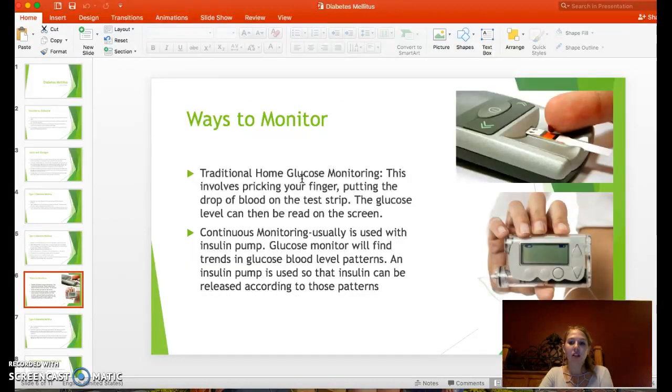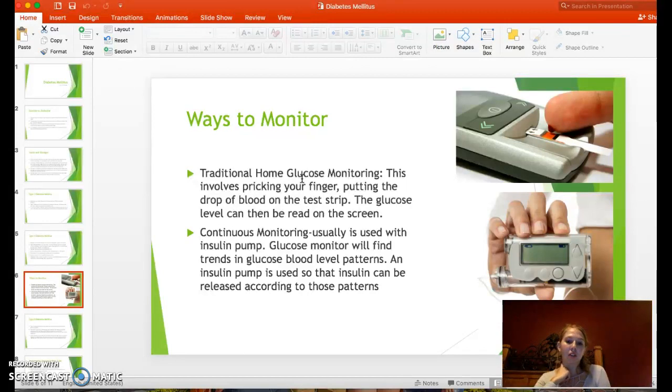So I included here some ways that are commonly monitored when you have type 1 diabetes, and sometimes even type 2. There's the traditional home glucose monitoring, which is not a lot of people's favorite because you have to prick your finger, and then the blood that comes out, you put on a touch strip, and then your glucose levels will be read by the machine and shown on the screen. This is something you're going to have to do frequently to make sure your glucose levels are okay.